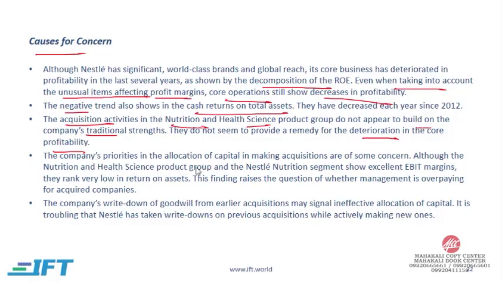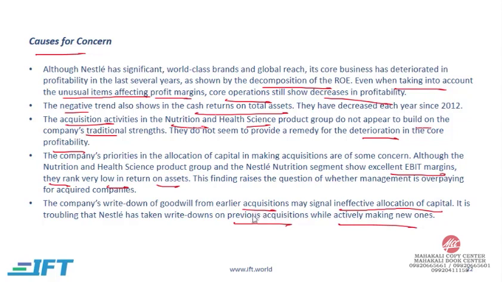The company's priorities in the allocation of capital in making acquisitions are of some concern. Although the nutrition and health science product group and the Nestle nutrition segment show excellent EBIT margins, they rank very low in return on assets. This finding raises the question of whether management is overpaying for acquired companies. And finally, the company's write-down of goodwill from earlier acquisitions may signal ineffective allocation of capital. It is troubling that Nestle has taken write-downs on previous acquisitions while actively making new ones.